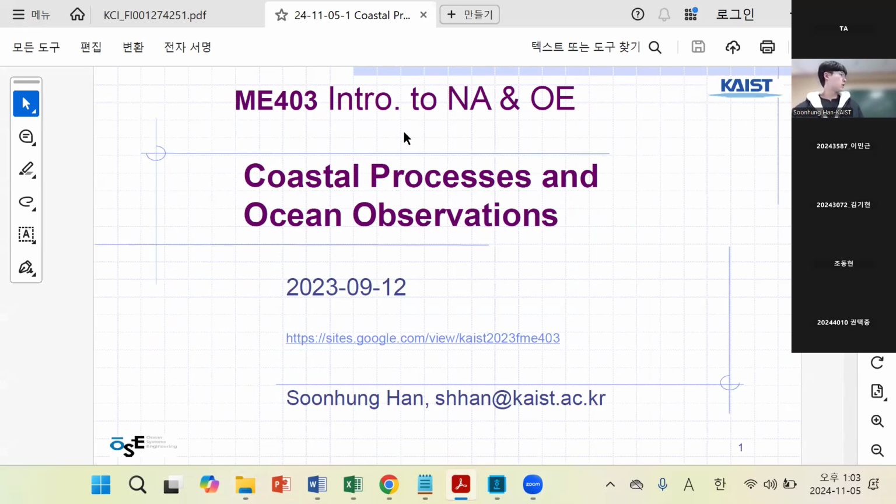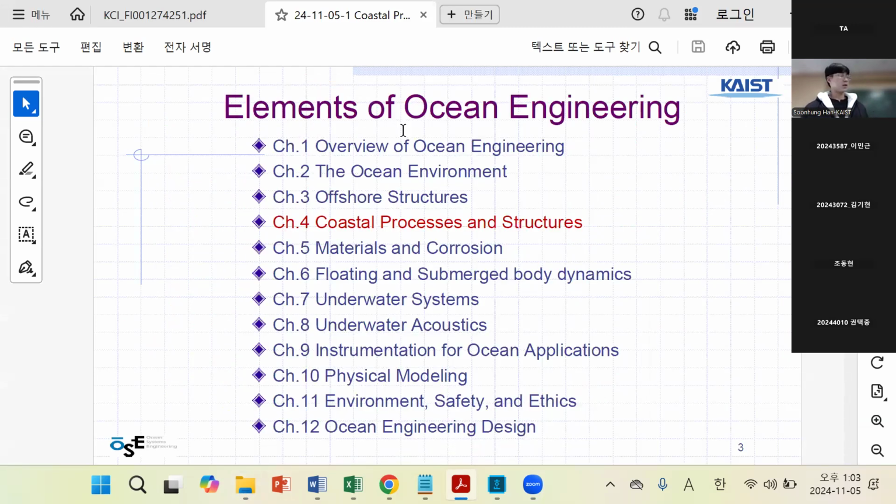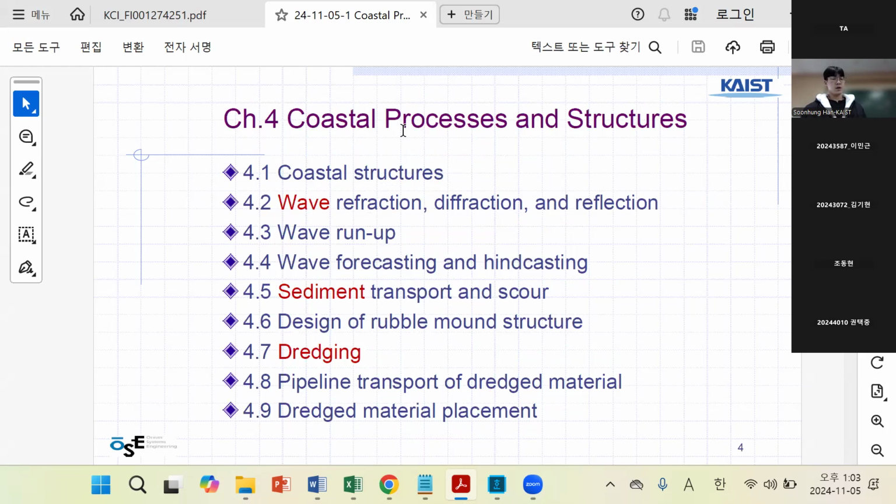I'll start the lecture. Hi, this is Jeong Jo. Today, I'm going to talk about coastal processes and ocean observations. This is the new book, the chapter for the new Elements of Ocean Engineering. Today, I'm going to talk about chapter 4. Chapter 4 contains these topics.